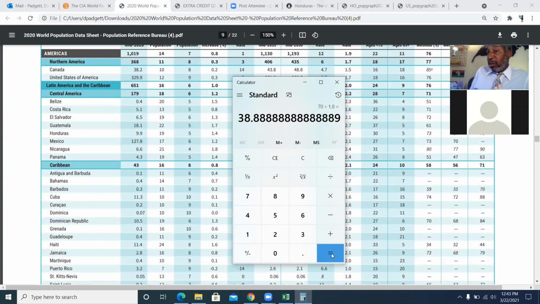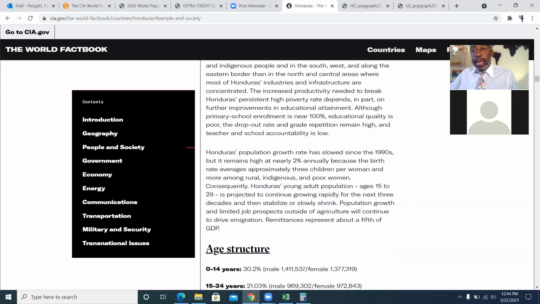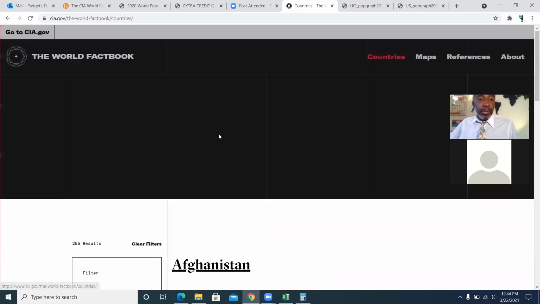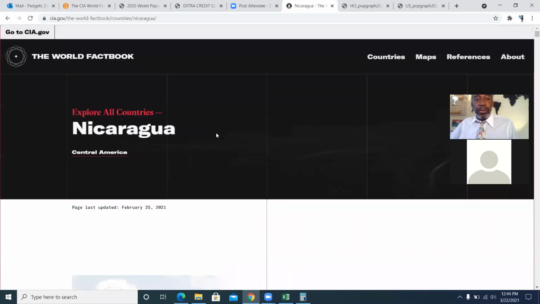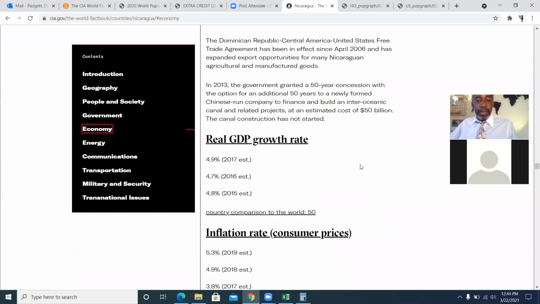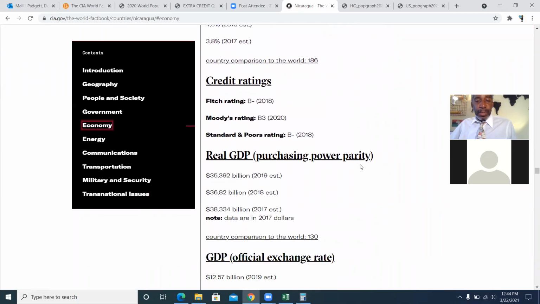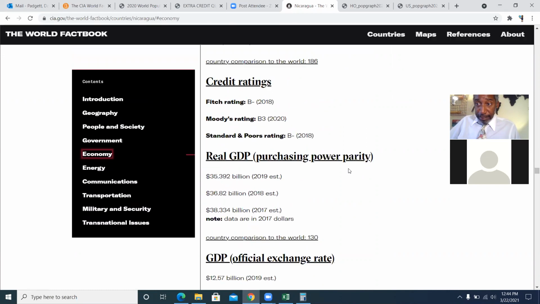And we'll learn later on that Nicaragua is not exactly one of the wealthiest countries. In fact, let's go into the CIA World Factbook, countries, Nicaragua. Let's look at Nicaragua's economy. So Nicaragua's gross domestic product per capita is $5,407 per person. Let's compare that to the United States.